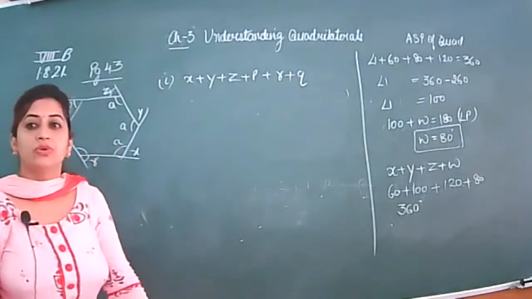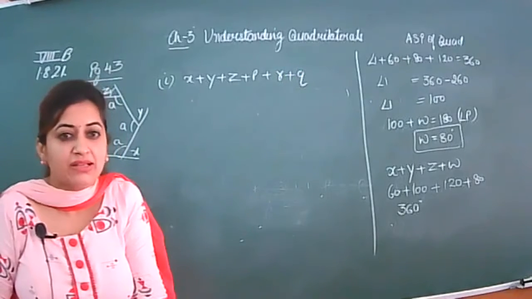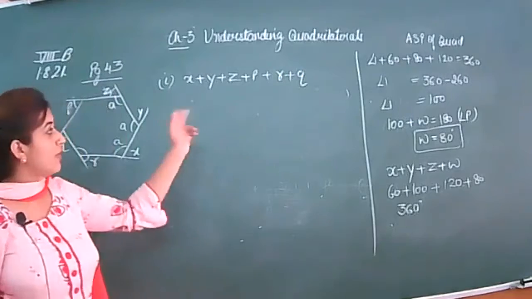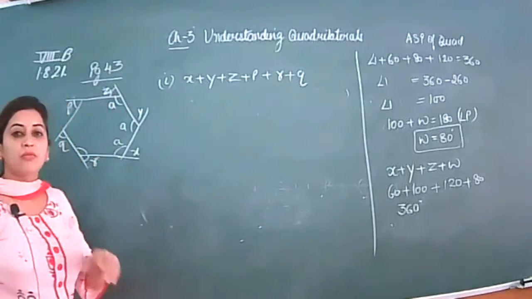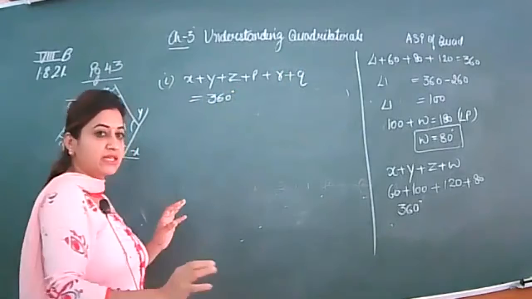Hexagon is there, so it has 6 sides. So 6 exterior and 6 interior angles are there. So obviously 6 exterior angles will be formed, and you have to find the sum. As you know, the sum of all the exterior angles is always 360. You can write the answer directly.